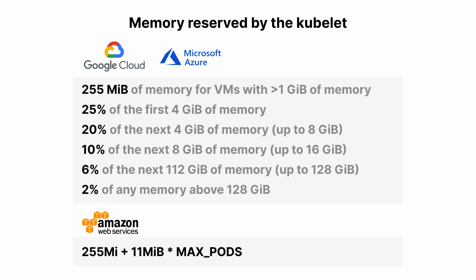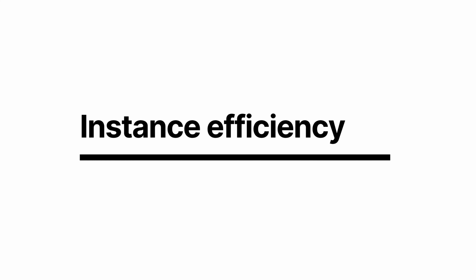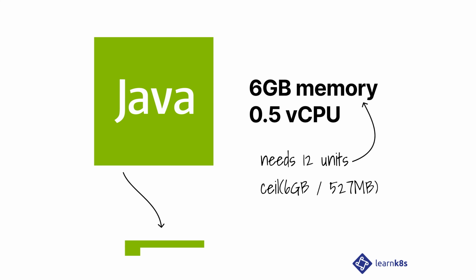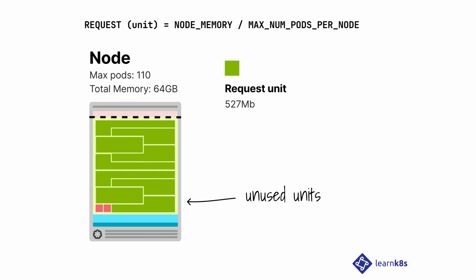So how do you know exactly how much memory is available to pods? The calculator computes the value for you, but it doesn't stop there. It also uses the CPU and memory requests to estimate the instance that could fit as many pods as possible. To do that, it computes a resource unit based on the maximum number of pods that can run on that instance. Requests for your workloads, such as a Java app with requests of 6 GB and half a CPU, are converted to a resource unit. And finally, the allocation is estimated. This is great for assessing the maximum efficiency of your instance and the current workload.